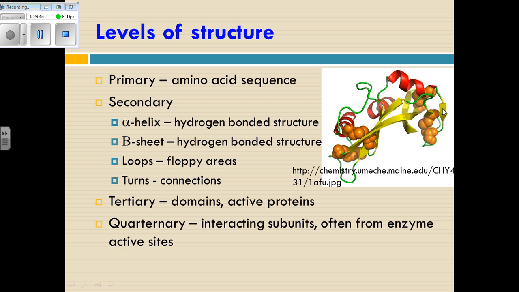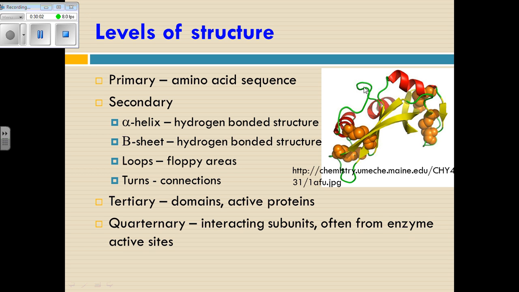Beta sheets are another secondary structure. They are also hydrogen bonded together. It's where you sort of have layers of protein, layers of amino acids sort of over each other. Okay, we also have loops and turns.